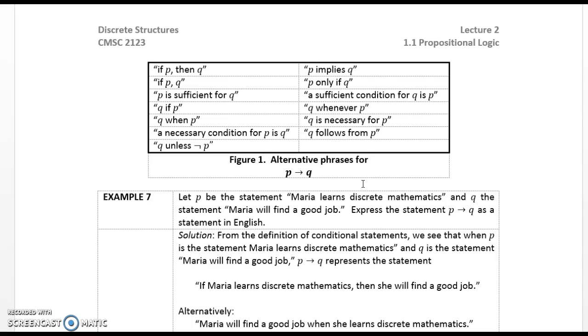Note that in Q if P, the conclusion appears first and then the premise. Q when P, another case where the conclusion appears first, then the premise. A necessary condition for P is Q. Q unless not P. P only if Q. A sufficient condition for Q is P. Q whenever P. Q is necessary for P, and Q follows from P.